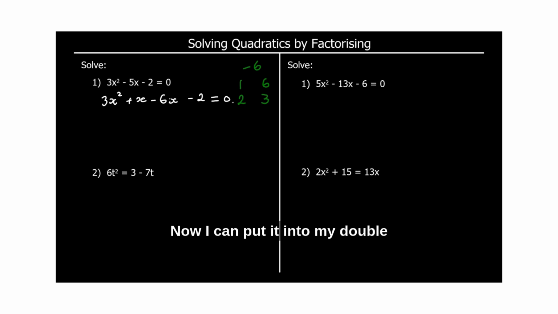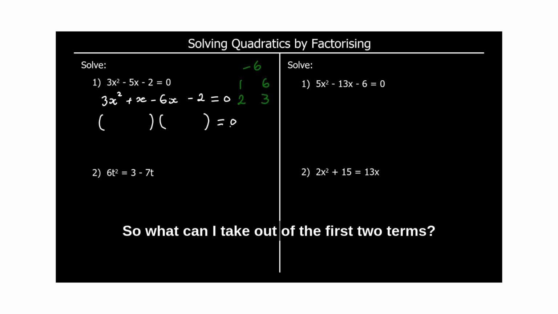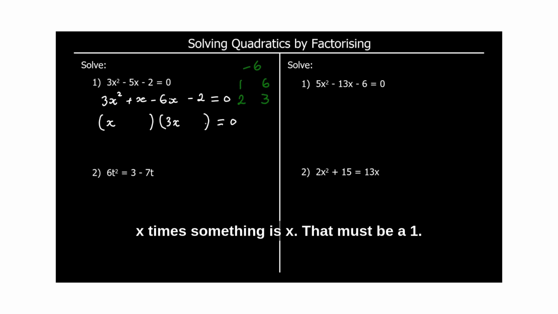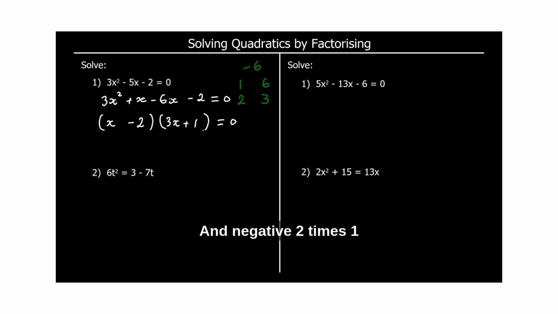Now I can put it into my double brackets. So what can I take out of the first two terms? They've both got an x in them. X times something is 3x squared. That must be 3x. X times something is x. That must be a 1. Something times 3x is negative 6x. That must be negative 2. And negative 2 times 1 makes negative 2.